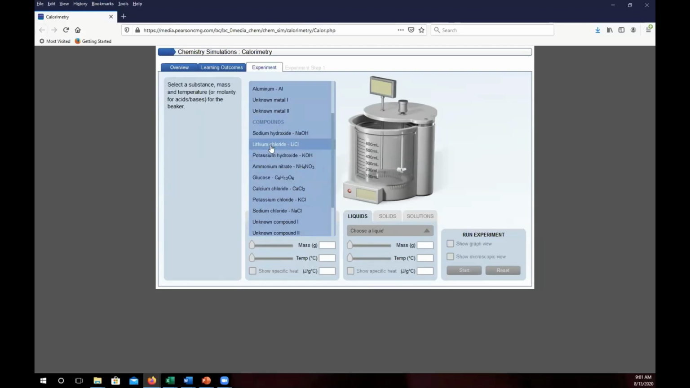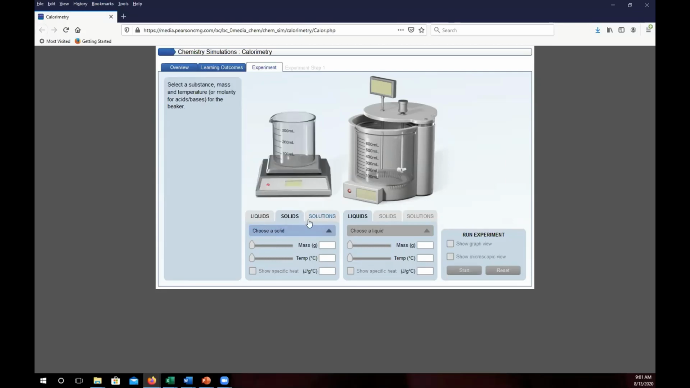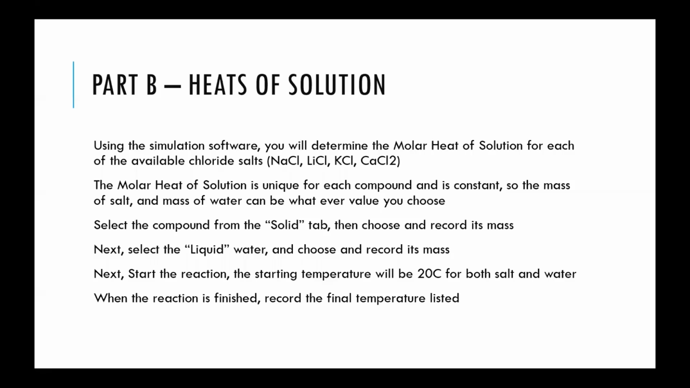You're going to go through and look at each of the different chloride salts listed under solids: lithium chloride, potassium chloride, calcium chloride, and sodium chloride. And you're going to measure the heat of solution and molar heat of solution for each of these 4 compounds. So in this step, you're looking at different compounds, measuring the molar heat of solution for each of them, and going through selecting the solids and the liquid water.